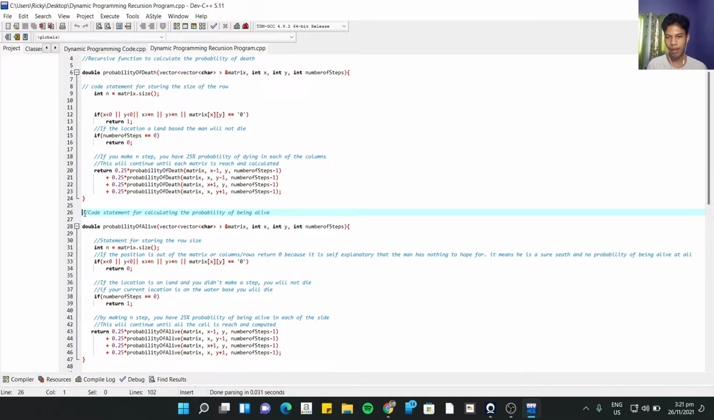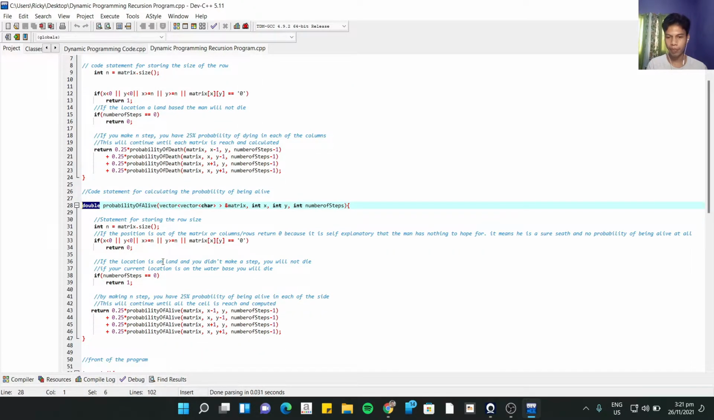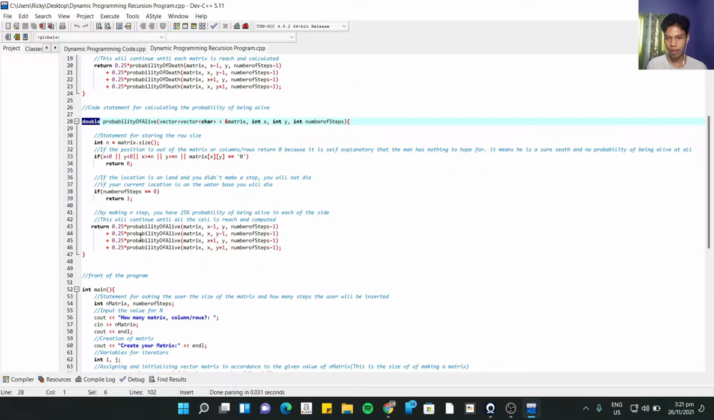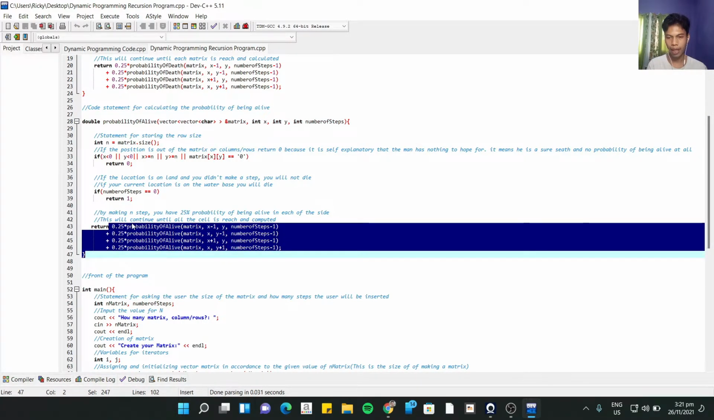This is the code statement for the probability of being alive. Same as the probability of being dead, double is used as the data type because we are expecting a number with a decimal point. This is also the formula for returning or showing the solution for the probability of being alive in any matrix or in any cell.